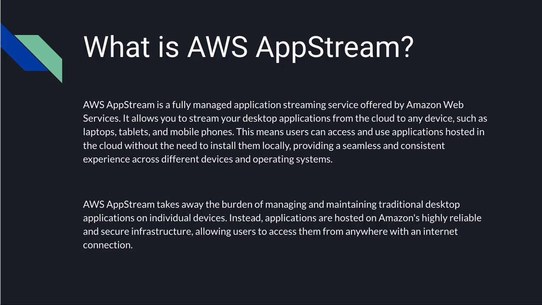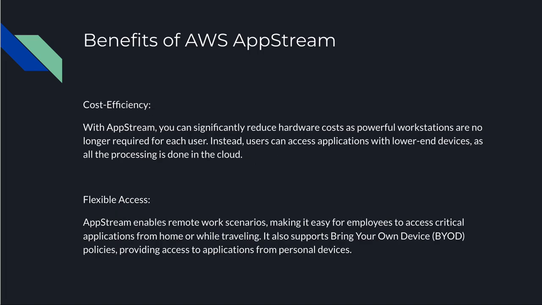Now, the main thing you need to remember here is that AppStream requires the browser to be compatible with HTML5. That is the only requirement. And the main function of introducing AppStream was to take away the burden of managing and maintaining your traditional desktop applications for individual devices, because there are multiple users and you don't want to manage for them individually. Instead, these desktop applications are hosted in Amazon's highly scalable, reliable, and secure infrastructure, allowing your users to directly access them anywhere with an internet connection. So the need to have them installed on your machine is no longer required. You just need an internet connection and you can directly access these applications using AWS AppStream.